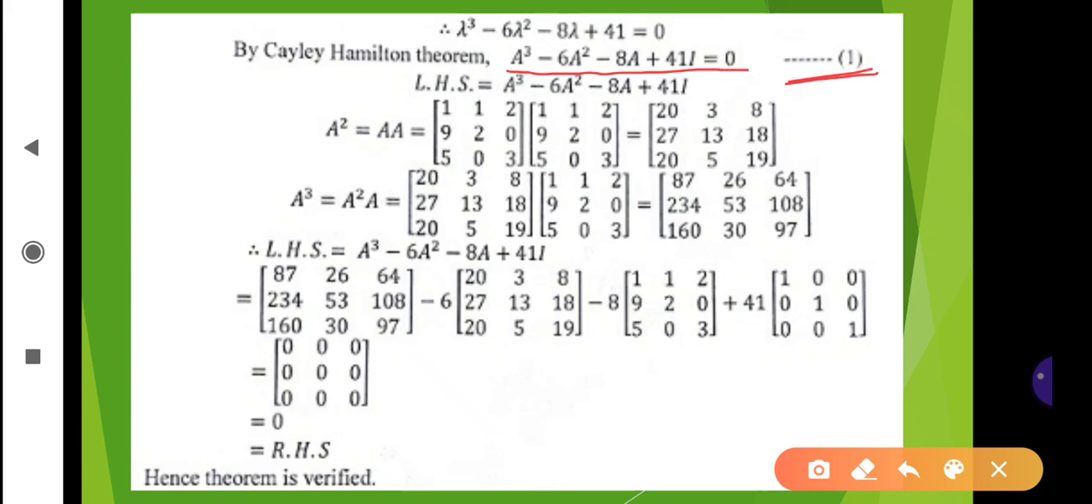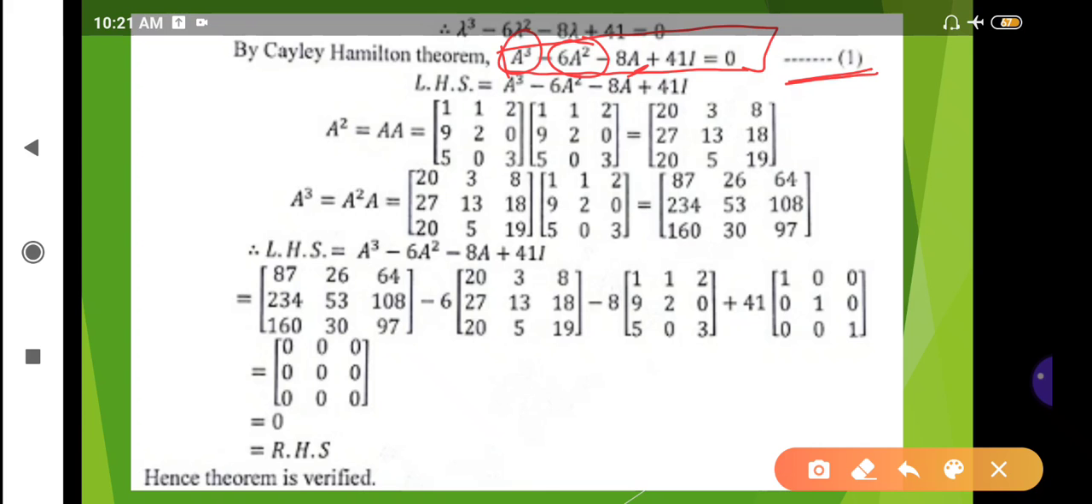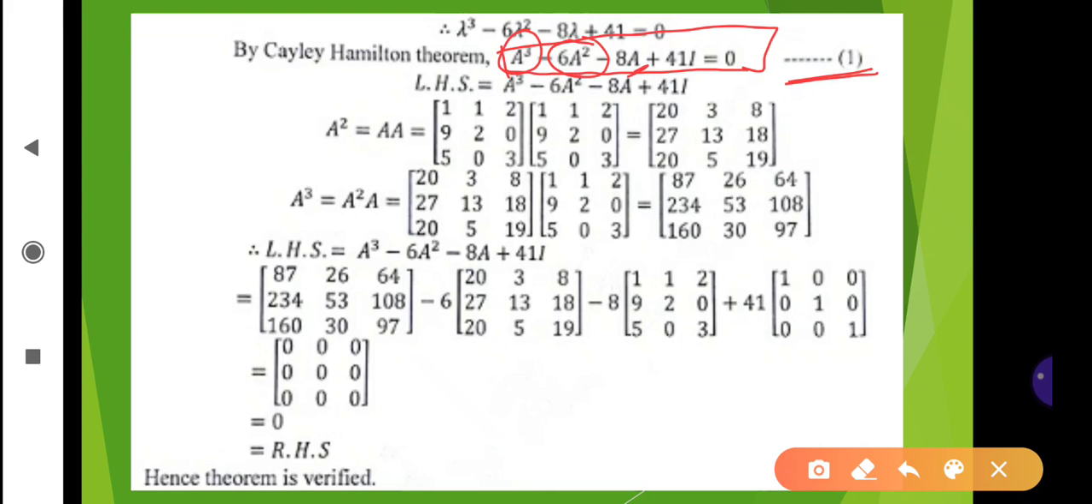Now we have to prove or verify the Cayley-Hamilton theorem, verify this statement. So how to verify this statement? We have to solve the LHS completely and show that the answer of the LHS is nothing but a 0 matrix. To solve this LHS, we already have the A matrix, it is given. We have to calculate A square and A cube to put the values in the LHS.